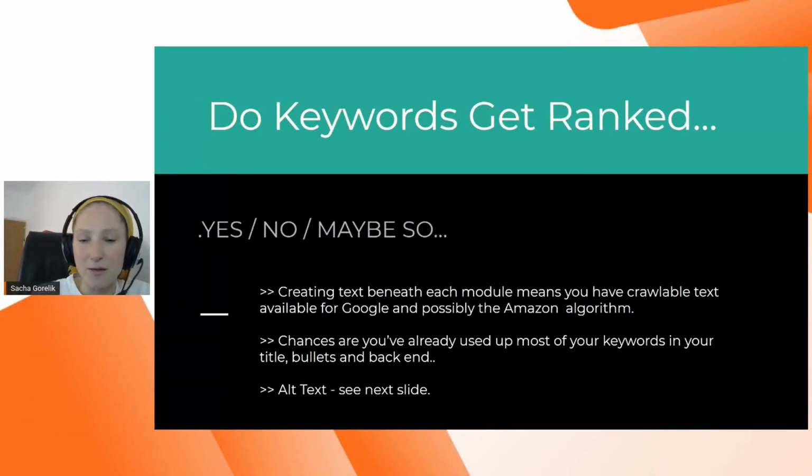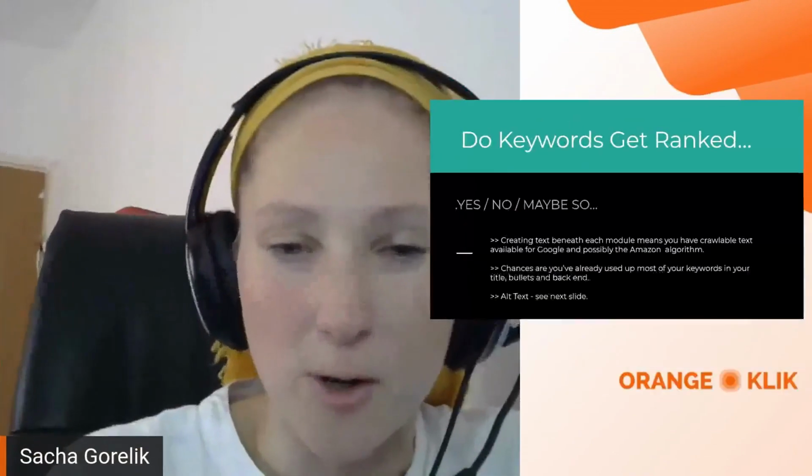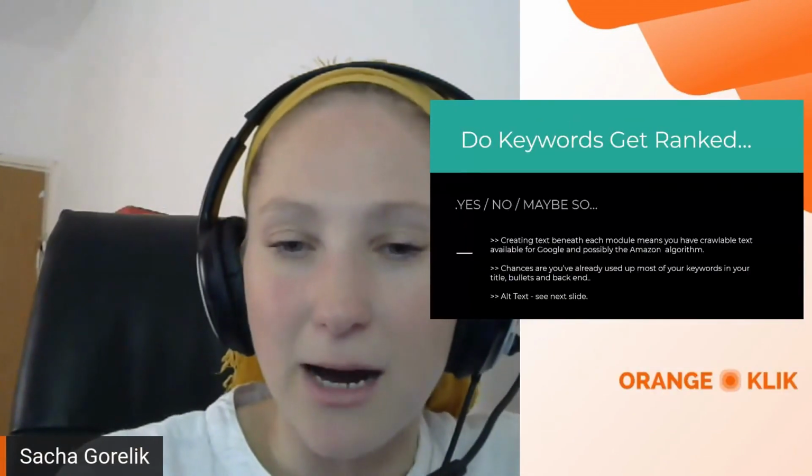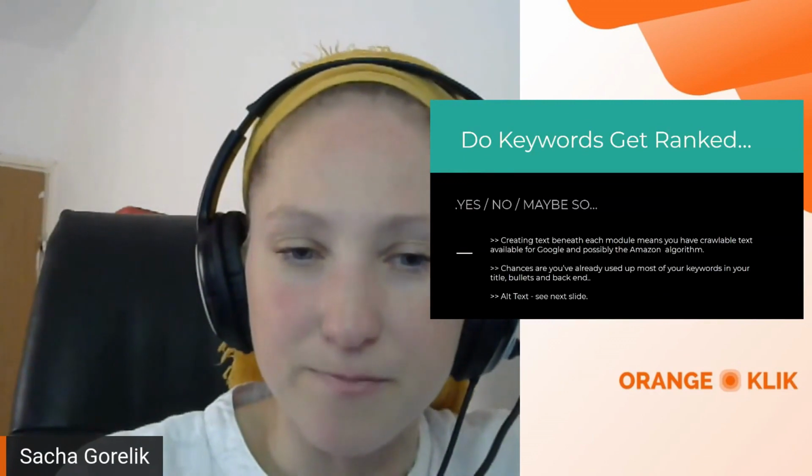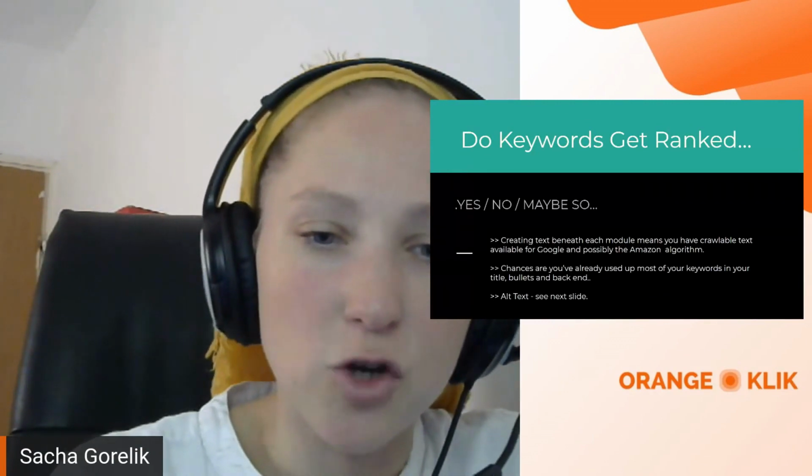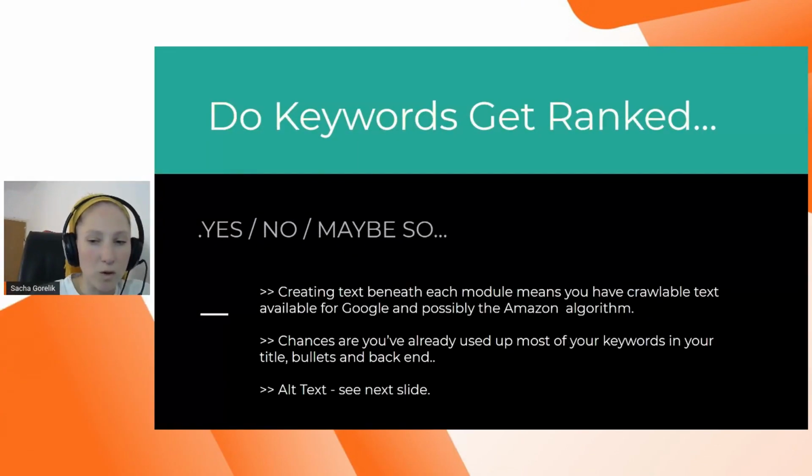Basically, the text beneath each module does mean that the text is crawlable for Google, and it might rank on Google. So if someone's searching on Google for a product, it's possible that you'll show up. And it is possibly ranked by the Amazon algorithm. But the chances are that you've already used most of your keywords in your title and your bullets and in the back end. So I wouldn't go crazy about stuffing keywords into the text that you put beneath the modules on the EBC. I would just write very naturally, write about the benefits, create some kind of emotional connection with your customers. But what is alt text?